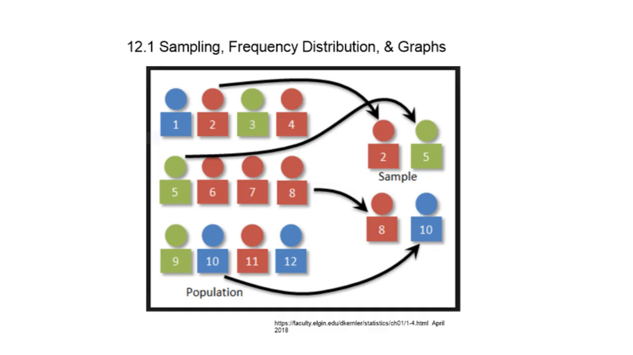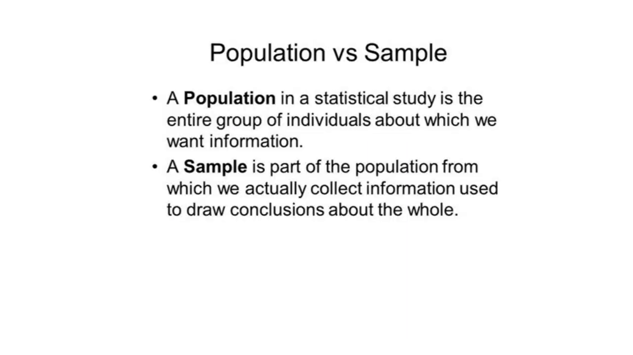So 12.1 is going to start us with sampling, frequency distribution, and graphs. Population versus sample. A population in a statistical study is an entire group of individuals about which we want information. A sample is part of the population from which we actually collect information used to draw conclusions about the whole, or the entire, population.